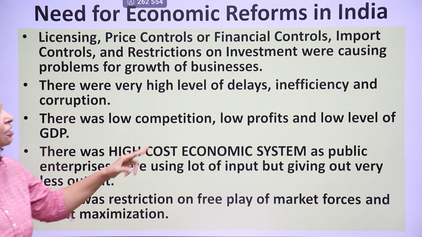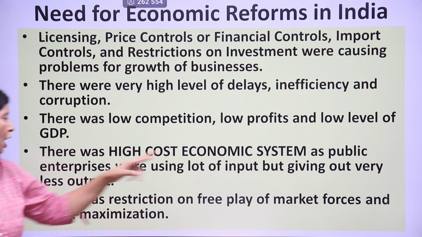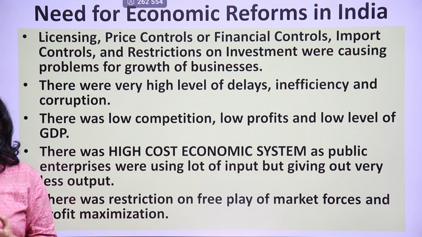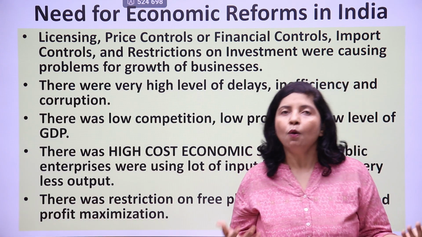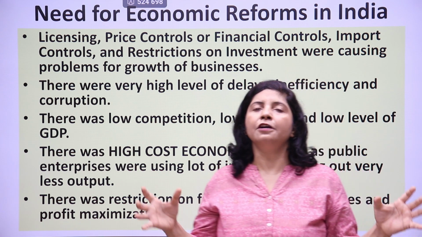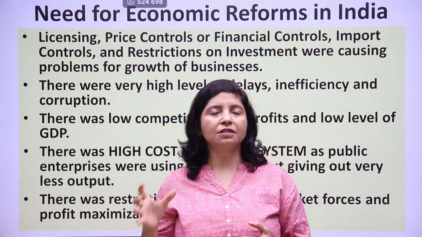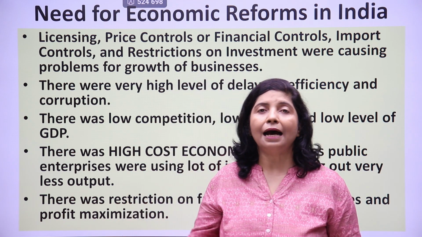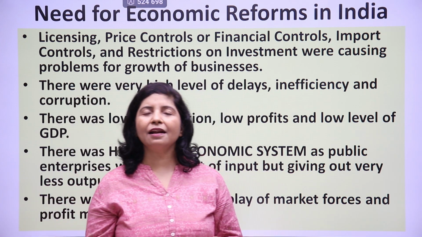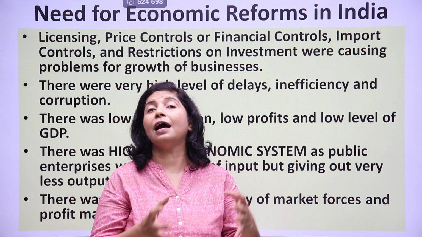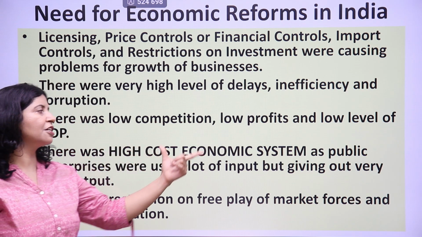There was a high cost economic system, as public enterprises were using a lot of inputs but giving out very little output. Now the public sector started becoming a deadweight on our economic system. Why? Because they were consuming a lot of inputs of the economy, a lot of raw material was consumed, a lot of skilled labor was consumed by them, and imported machines were used by them, but they were not producing the optimum amount, or in fact the minimum amount of production that they could have produced. So they were becoming a dead weight, and that developed a high cost economic system in India.